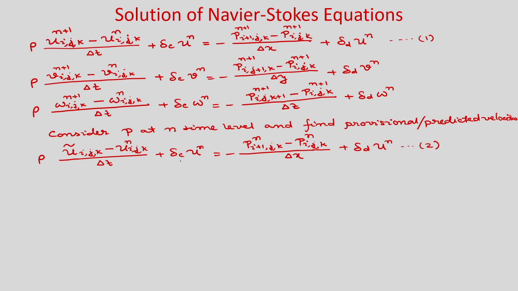Now, you subtract equation 2 from equation 1. And you see that your u tilde, v tilde, w tilde, if you write for the other momentum equations, these are provisional velocities.